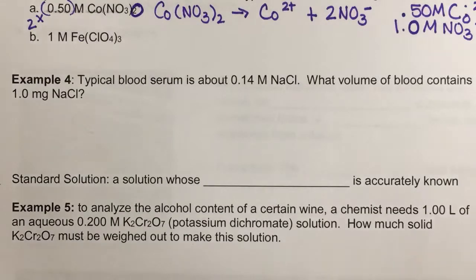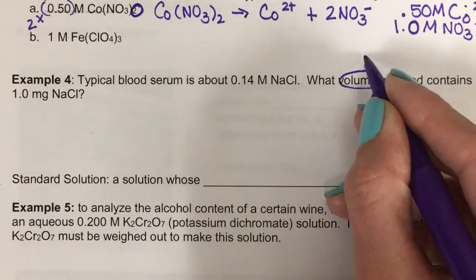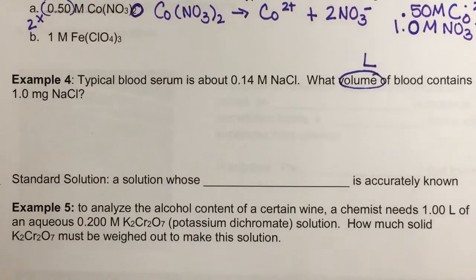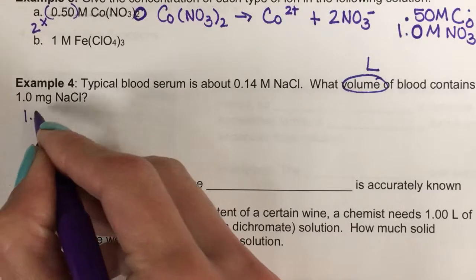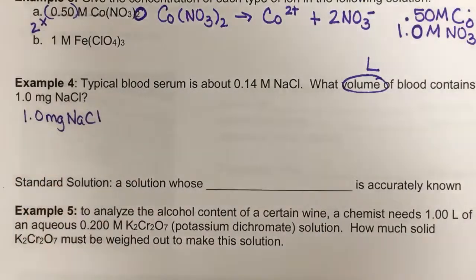So here's an example of a molarity calculation and how we can use it as a conversion factor. We're told that typical blood serum is about 0.14 molar NaCl. What volume of blood contains 1.0 milligram of NaCl? So I'm trying to find volume or liters of blood. Okay? Now I want to find out about 1.0 milligram of NaCl.